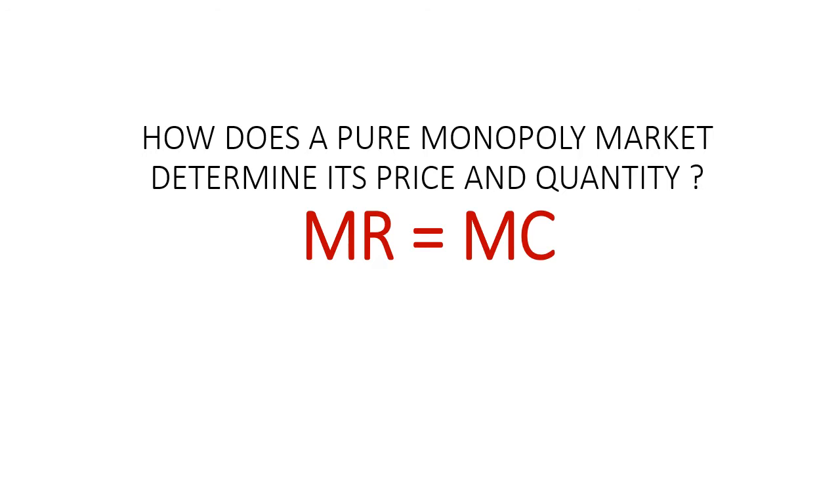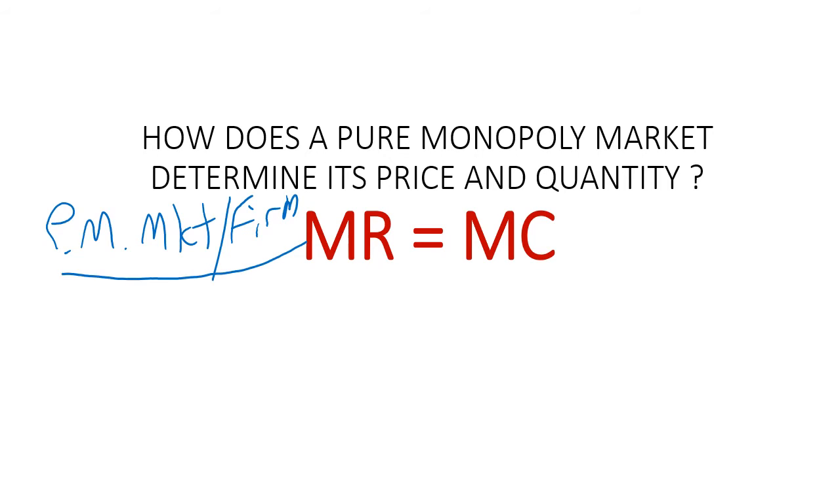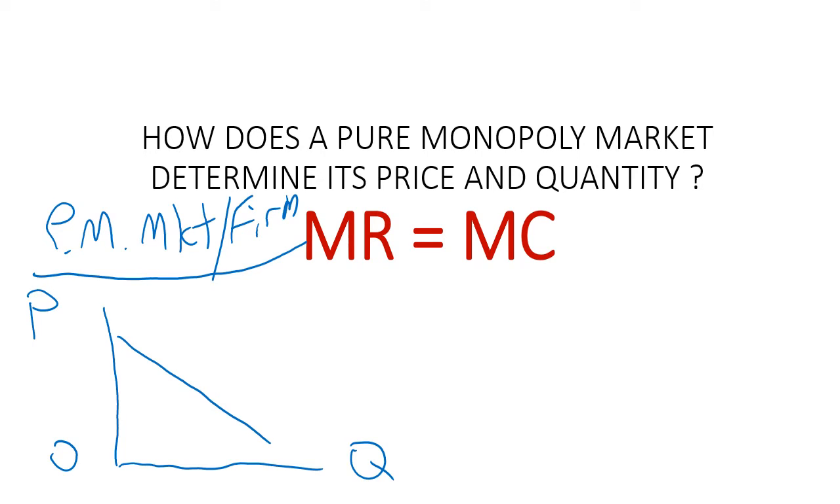So how do we draw it? We draw it like this. Pure monopoly PM, pure monopoly market slash firm, because they are identical, right? Again, the market is the firm and the firm is the market. And here we have the per unit values, including price. And here we have the quantity. So this demand represents the consumers, and this supply curve represents the supply curve of the pure monopoly market or firm.